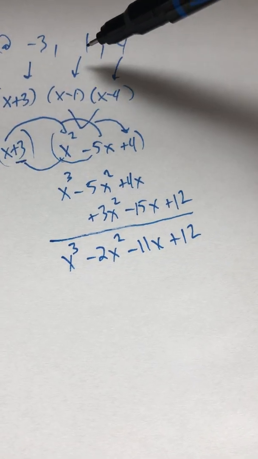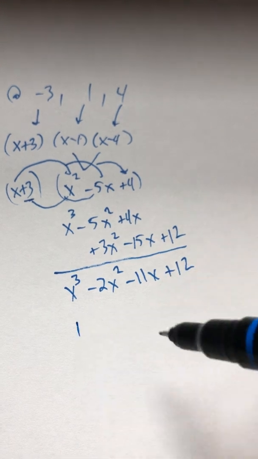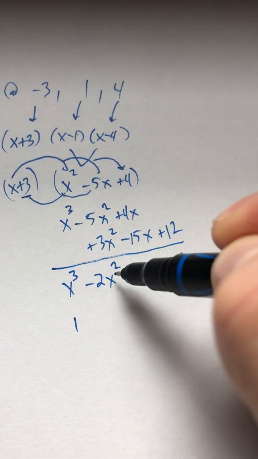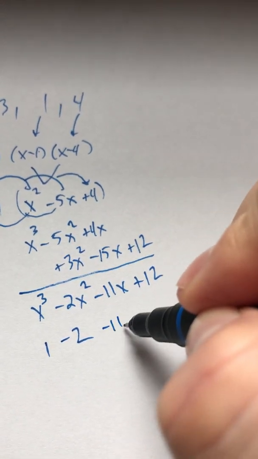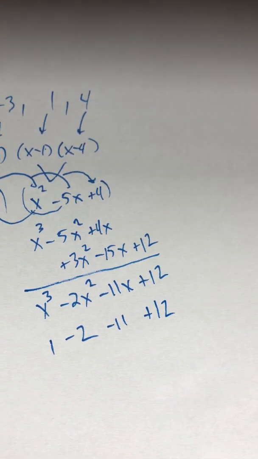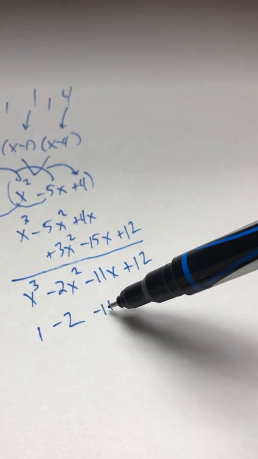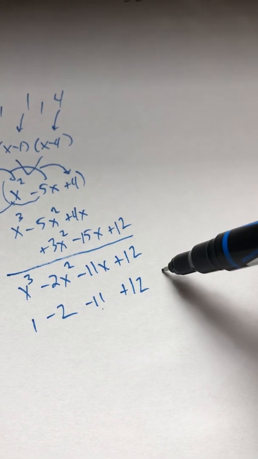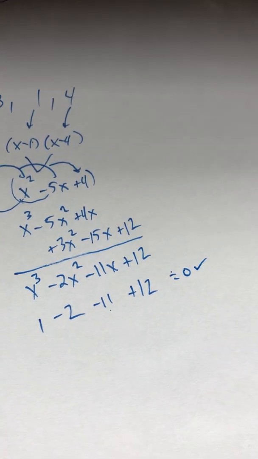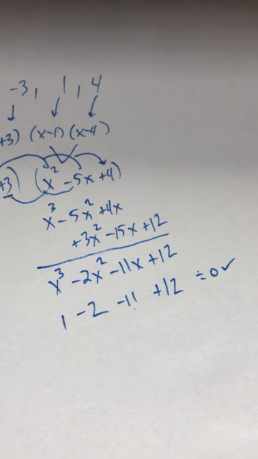So for example, if I plug in 1, what is 1 cubed? Well, 1 cubed is 1. 1 squared is 1 times the 2. 1 times 11. And then there's this 12. So if I do the math, 1 minus 2 is a negative 1. Minus 11 is a negative 12. And negative 12 plus 12 does equal 0, so it checks. Well, maybe we just got lucky with that one, so let's try another one.